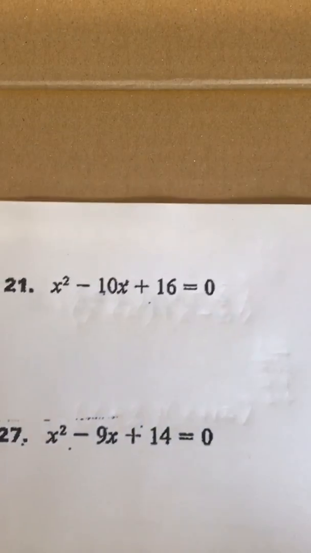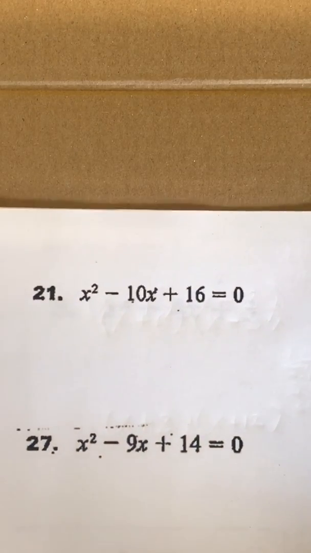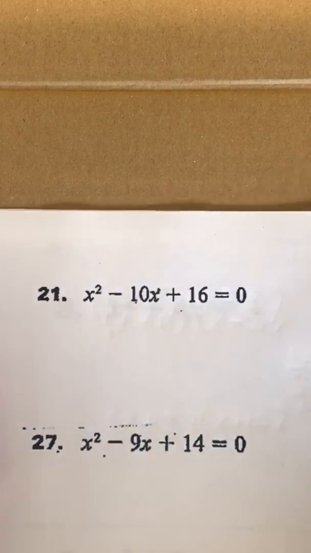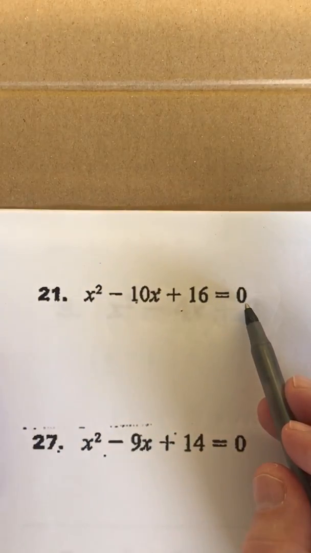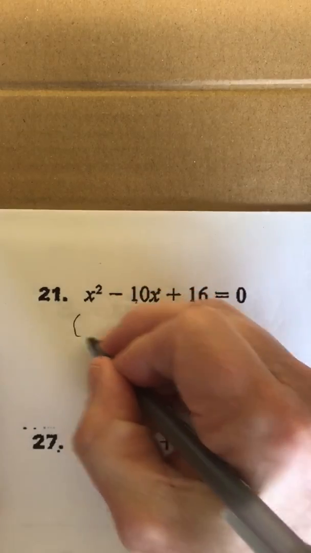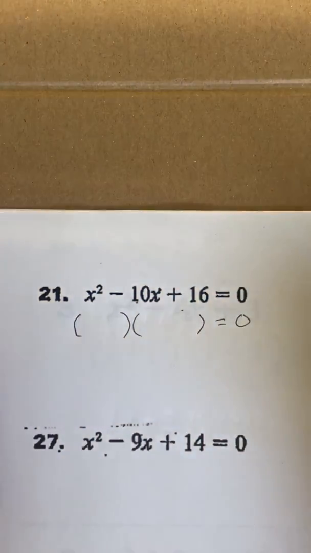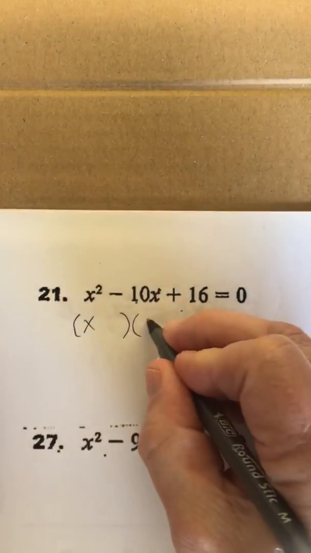Now we'll go to the second set, all right, and this time we're going to solve. But in order to solve, we're going to factor them first. So again, we want to make sure we have an equals 0 on this side. Once we have the equals 0, we're going to do our 2 sets of parentheses equal to 0. We put our x's in the front.